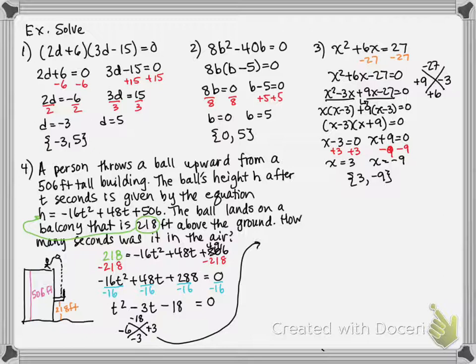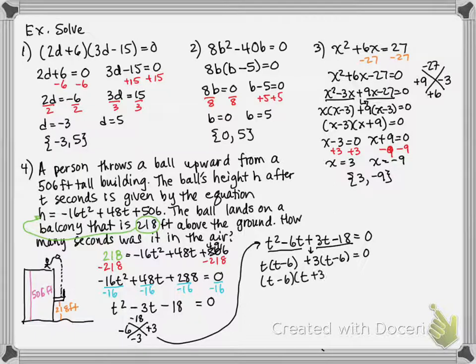So now we're going to continue this problem. We get t squared minus 6t plus 3t minus 18 equals 0. So then we're going to factor by grouping. We're going to pull out a t, and that gives me a t minus 6. And then we're going to pull out a positive 3 from these two, and that's going to give me a t minus 6. So we factor out the common binomial, and we get another binomial formed. We set each one of those equal to 0 and solve.